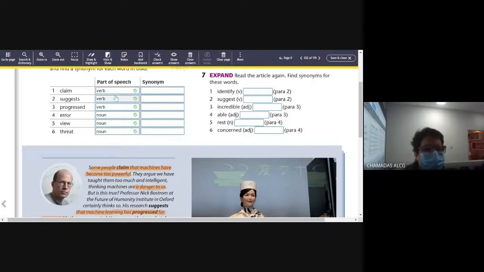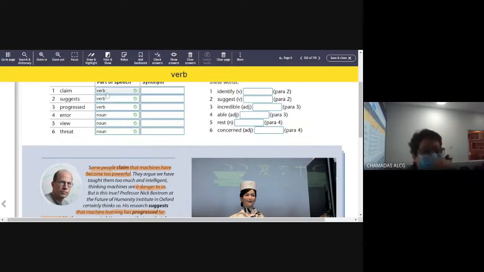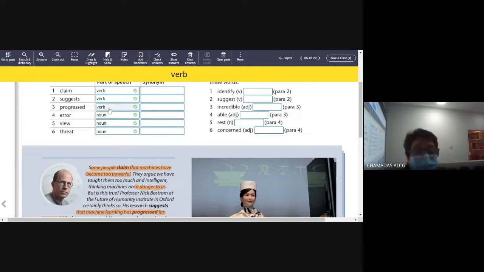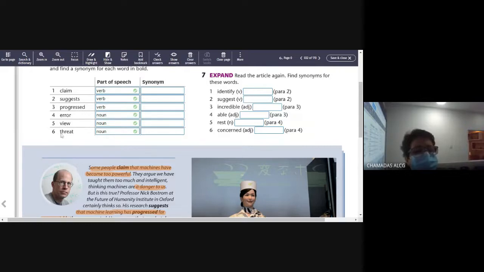The first part, we've already done: the words here and the part of speech of each one. The first one is a verb, the verb to claim. Suggests, verb again. Progressed, verb. And then the other 3 are nouns: error, view, and threat. Do you understand the meaning of the word threat? Yes, in Portuguese, ameaça. Very good. A threat, right? He can be a threat to society, or the machine is a threat.